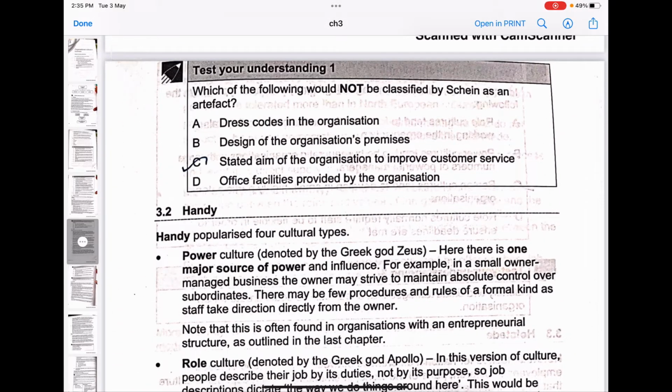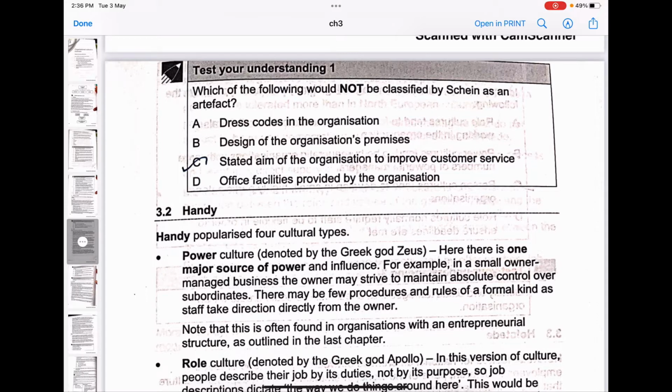Which of the following would not be classified by Schein as an artifact? So what were artifacts again? The things which can be seen. Dress codes in an organization, it is an artifact. Design of the organization's premises, this is also an artifact since it can be seen. Stated aim of the organization to improve customer service. Has Schein mentioned anything like this earlier? No. So that's the answer.